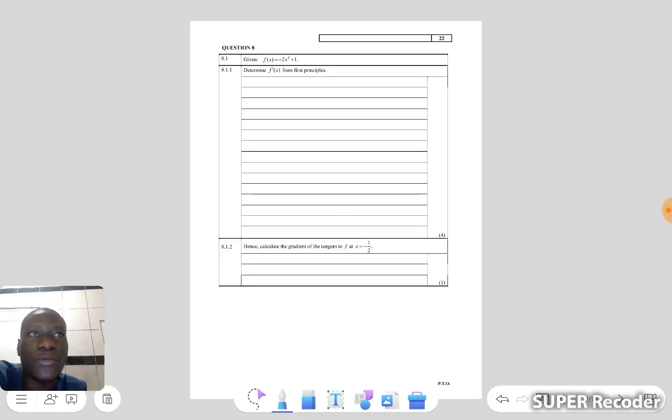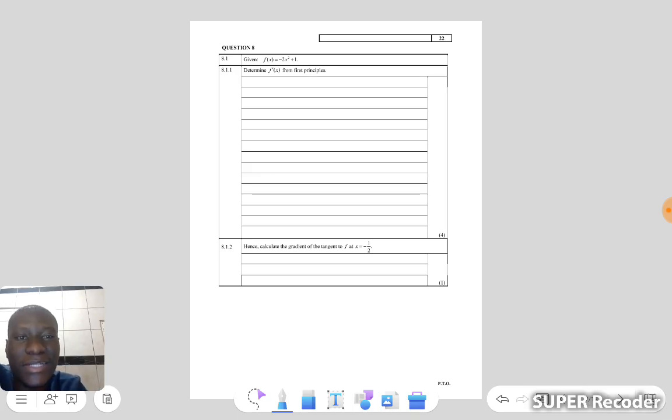I'll give you a question about number patterns, finance, and also this one that we're going to now, which is calculus. We are going to calculus. Question 8. It says, given f of x equals negative 2x squared plus 1, determine f prime x from first principle.